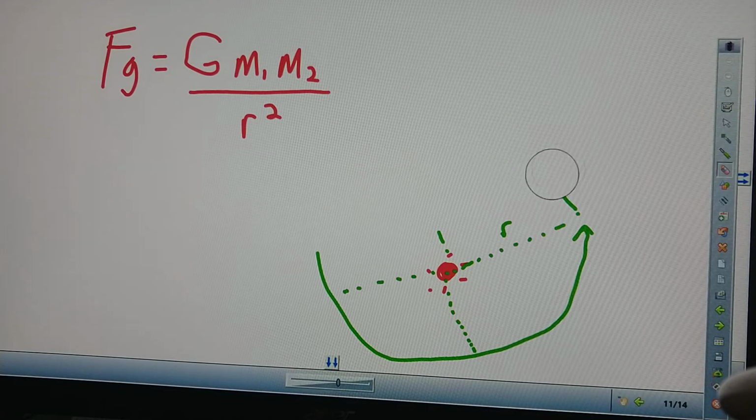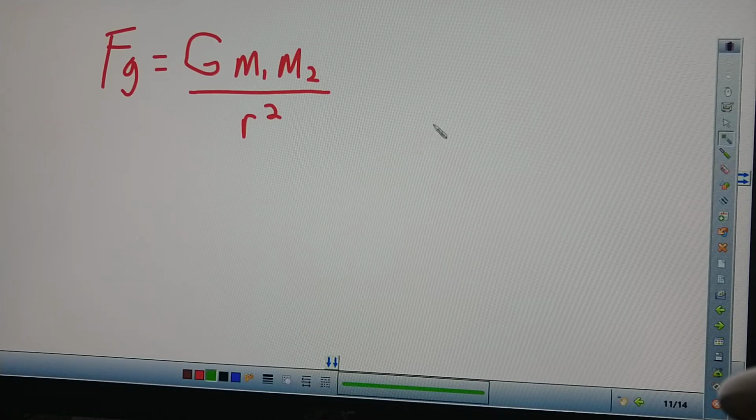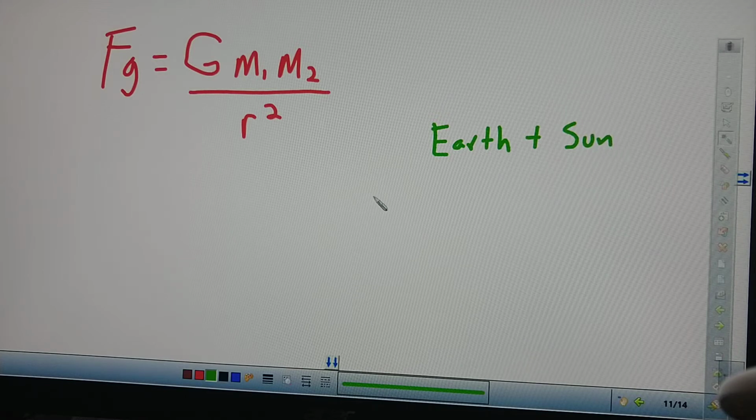Now that we've cleared that up, let's do a little math here, and let's find out how hard the Earth and sun pull on each other. The Earth and the sun. With what amount of force in newtons are they pulling on each other? Well, we can figure that out pretty quickly.